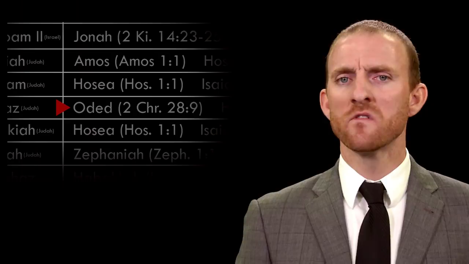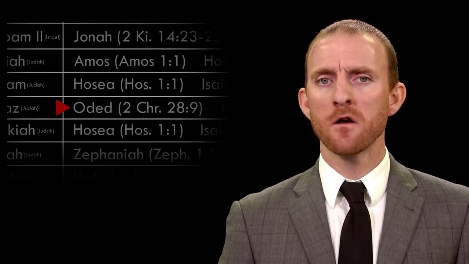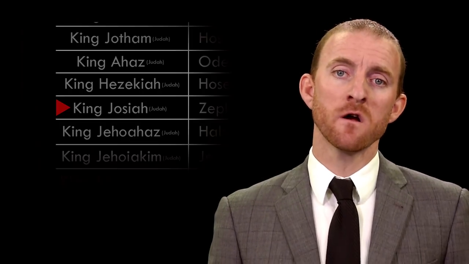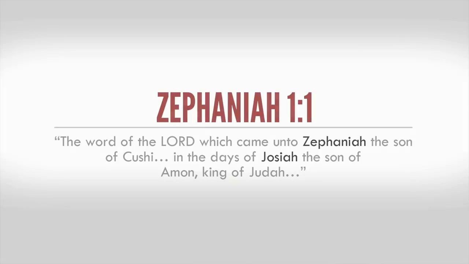Following the work of Hosea, Isaiah, Micah, and Oded, Scripture moves to the reign of Josiah for our next prophet. Scripture records the word of the Lord which came unto Zephaniah, the son of Cushai, in the days of Josiah, the son of Amon, king of Judah. Zephaniah chapter 1 and verse 1.